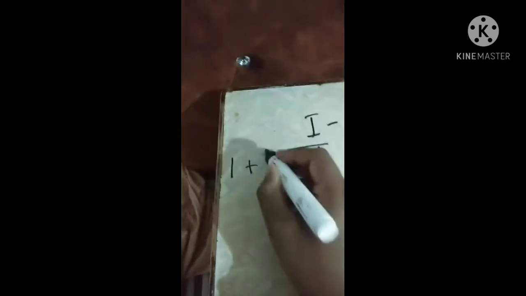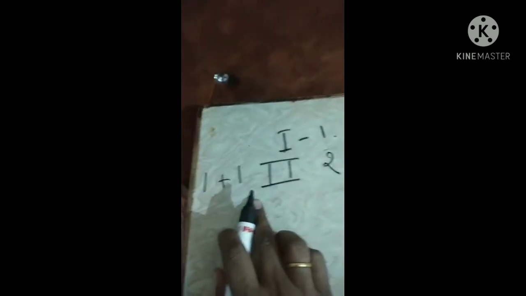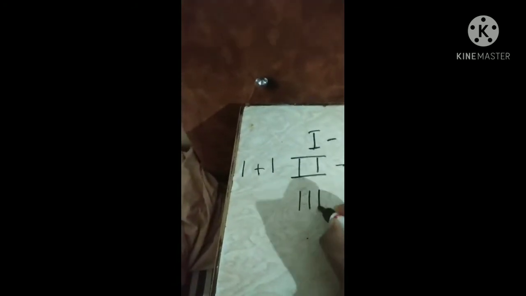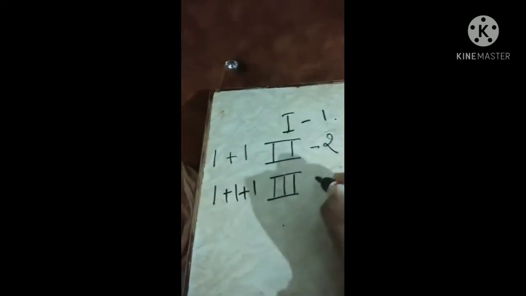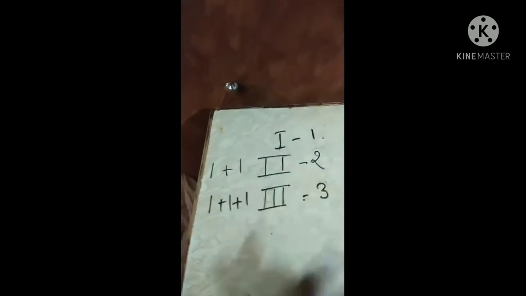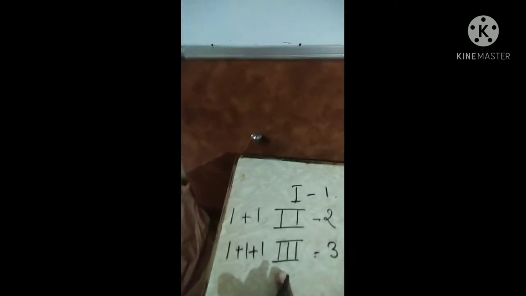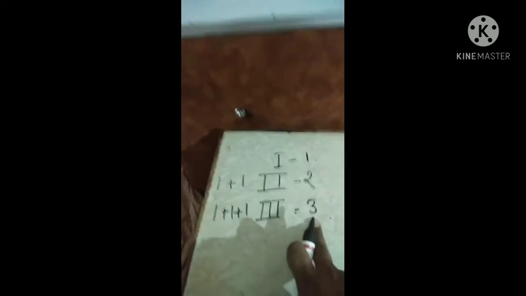As I told, I stands for 1. Now I want to write 2. Then I will write double I. First I is 1, second I is 1, 1 plus 1, I got 2. Now for 3, III means 1 plus 1 plus 1 is equal to 3. So the Roman numeral triple I stands for the Hindu Arabic number 3.